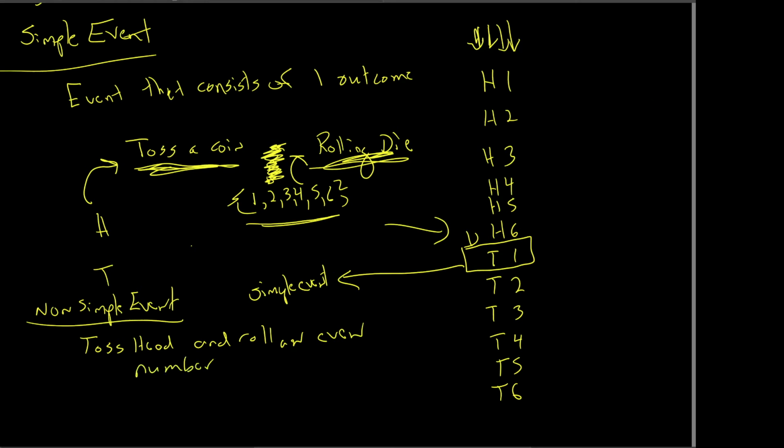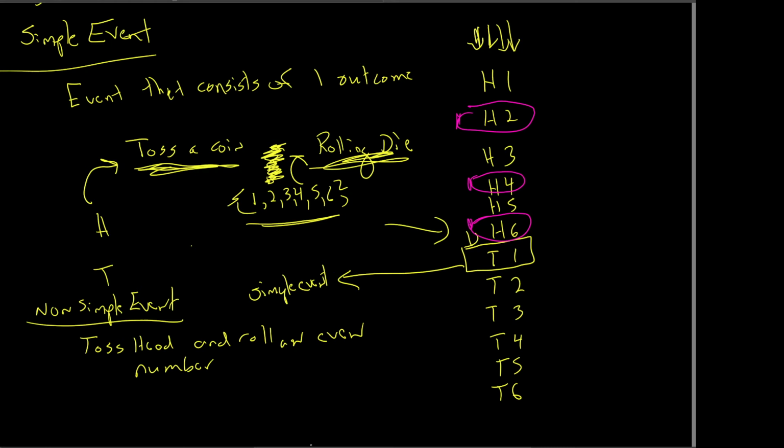And so I'll change colors for that. If I toss heads, I'm going to be here, and the even numbers are these. So this particular event, tossing heads and rolling an even number, there are 3 outcomes that satisfy that event. And that's not a simple event. And so we're able to talk about our events, or the type of events we have, in how the outcomes relate to our probability space.